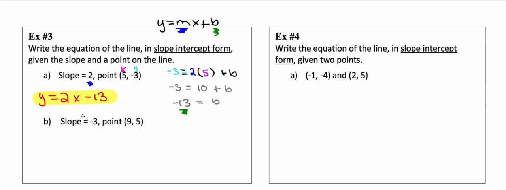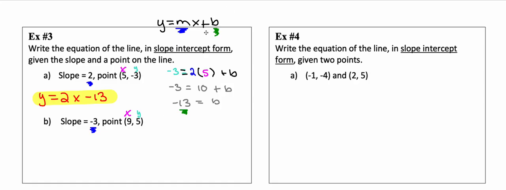If I do this again, on part B, we are given a slope of negative 3. I'm going to underline that in blue, because that is our slope. Our point 9, 5 is not the y-intercept, because we are not given the x value of 0. So our 9 is our x, and our 5 is our y. I still need the underlined green. I need that green value to find b.